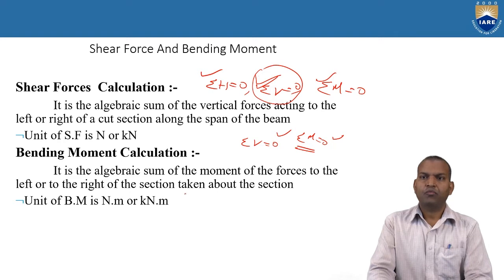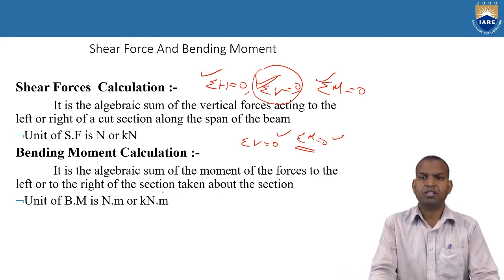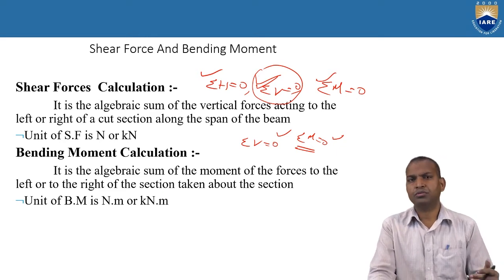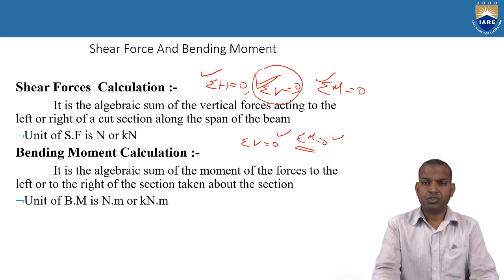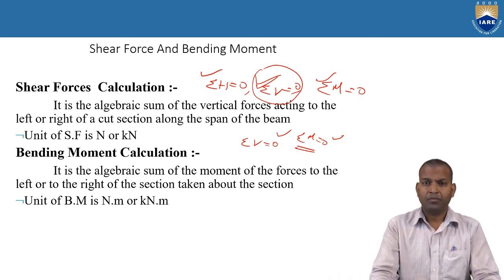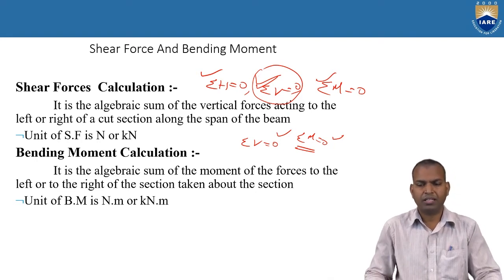Now, what are the sign conventions in order to apply these two equilibrium equations? Before starting, we introduce the units. For drawing shear force and bending moment diagrams, we have to know the units. The unit for shear force is newtons or kilonewtons. The unit for bending moment is either newton meter or kilonewton meter.